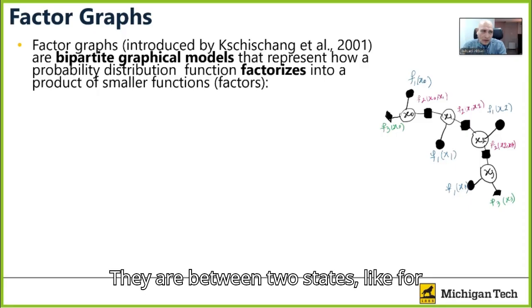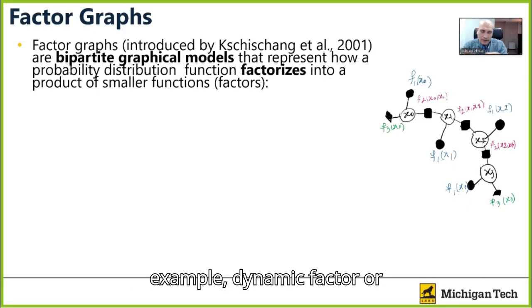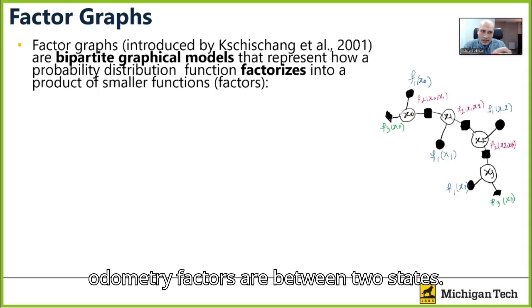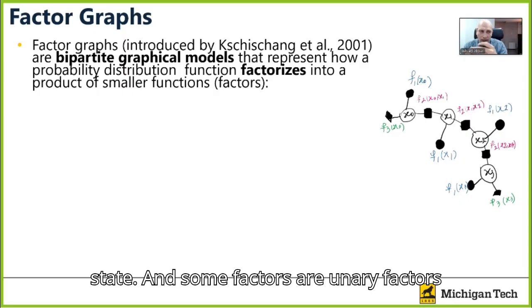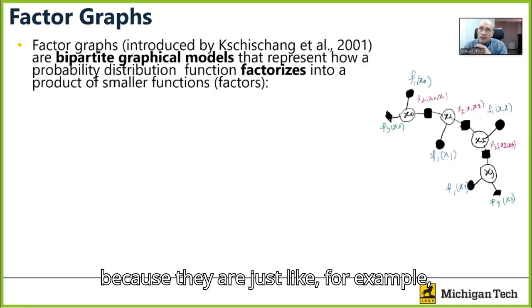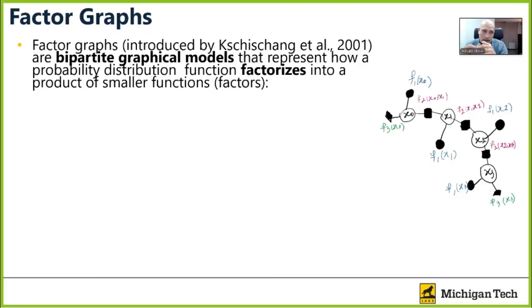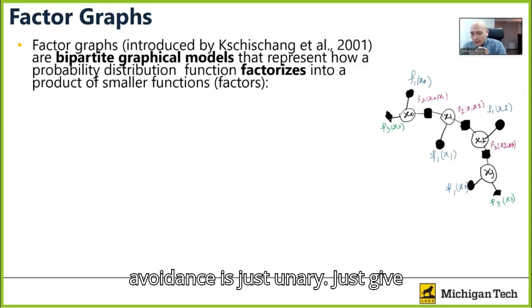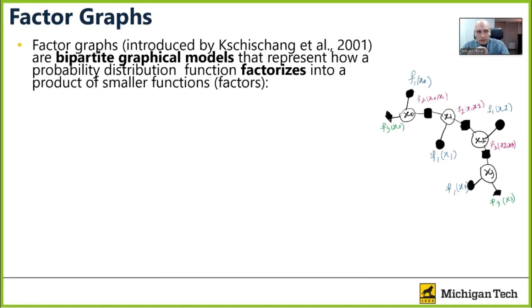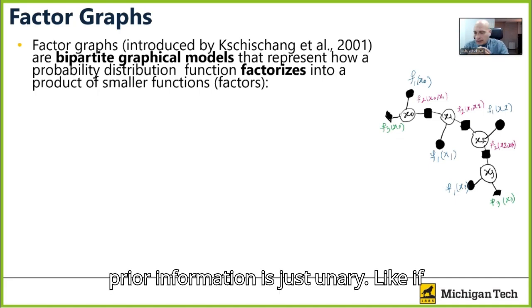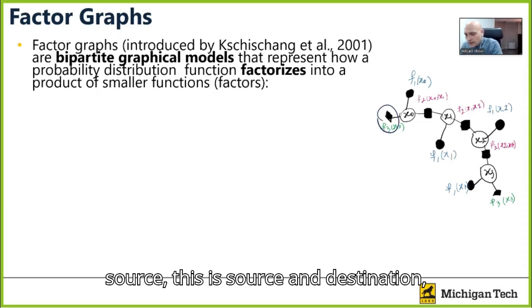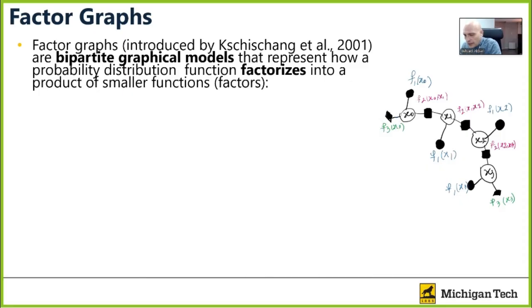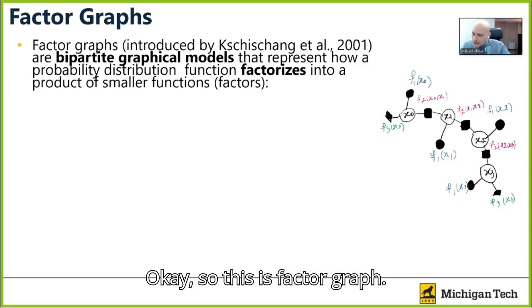Some factors are between two states. For example, dynamic factors or odometry factors are between two states because they make a relationship between two states. And some factors are unary factors. For example, collision or obstacle avoidance is just unary, giving one measurement. Or prior information is unary, like if you know the source and destination, for example. Okay, so this is a factor graph.